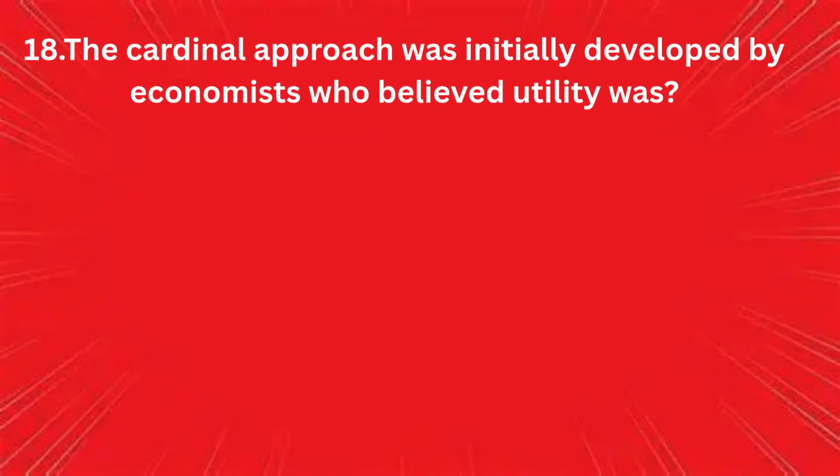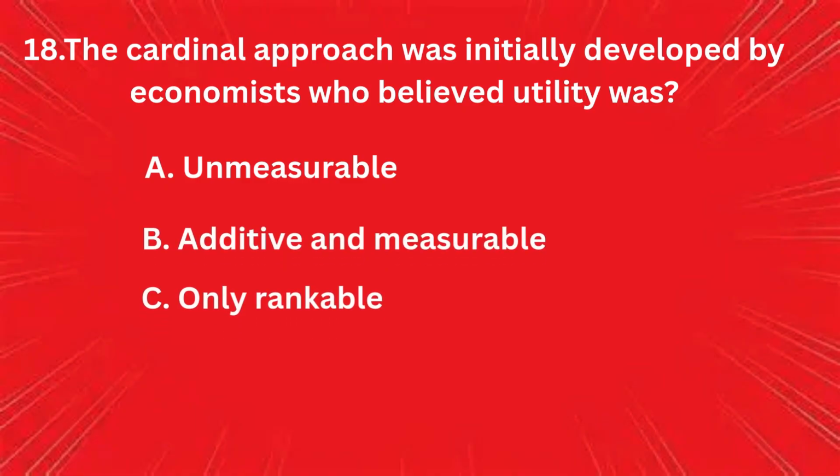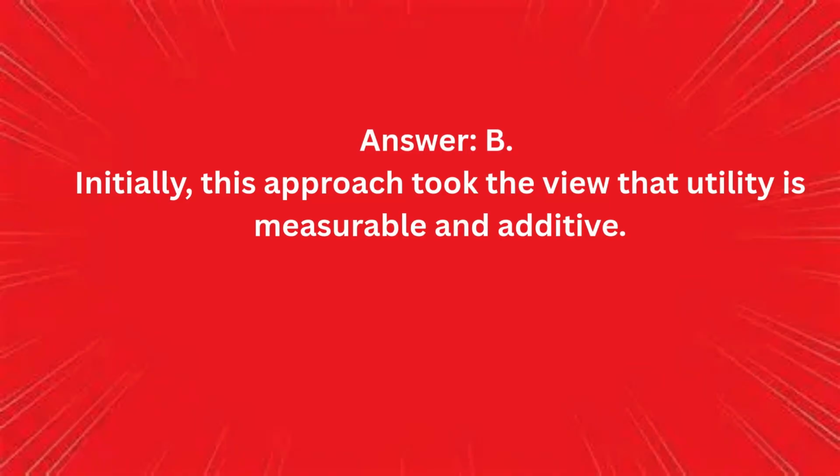18. The cardinal approach was initially developed by economists who believed utility was A. Unmeasurable. B. Additive and measurable. C. Only rankable. D. Irrelevant. Answer. B. Initially, this approach took the view that utility is measurable and additive.